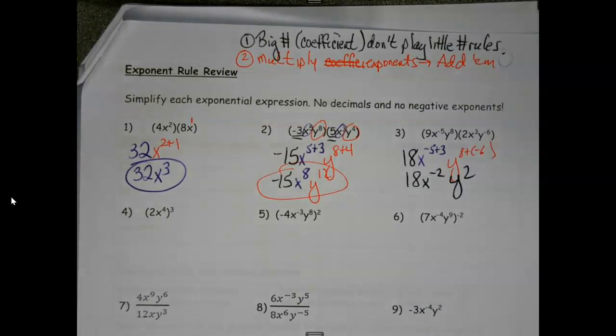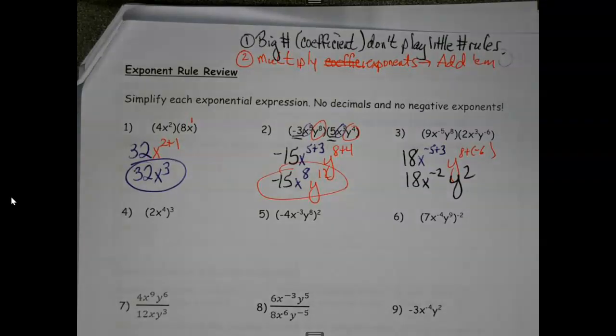If I multiply my bigs, 9 times 2 is 18. If I add my exponents, same variable, negative 5 plus 3 is negative 2. Okay. 8 plus negative 6, or you could just say 8 minus 6, since it's that way, is going to be positive 2. But I did have a couple of you ask, while it was frozen there, can I have a negative exponent? Because if you look at the answers, it says no decimals and no negative exponents. That looks like a negative exponent.